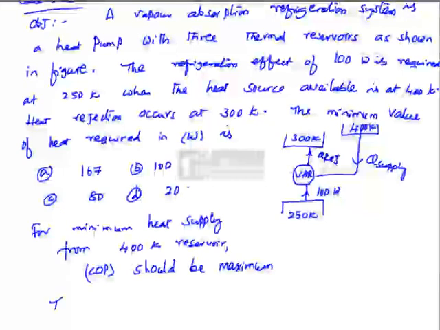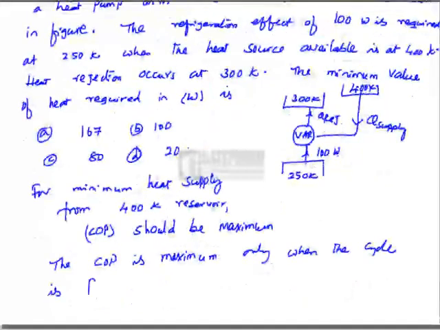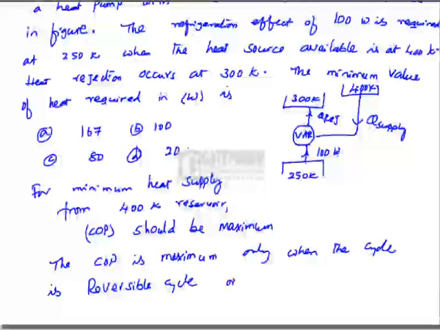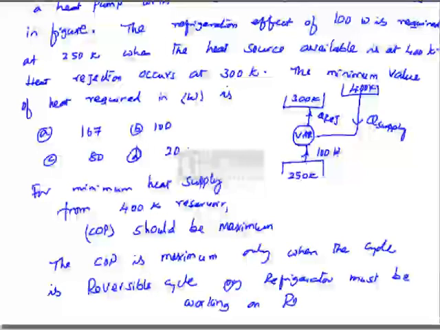When is the COP maximum? The COP is maximum only when the cycle is a reversible cycle, or the refrigerator must be working on a reversed Carnot cycle. So the cycle must be reversible.